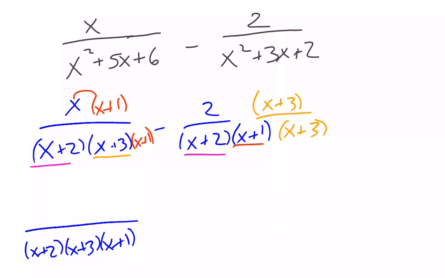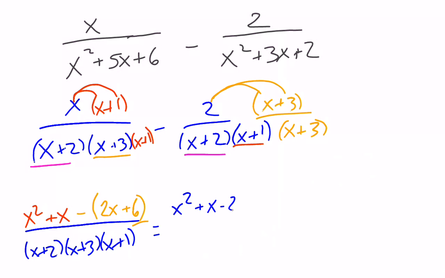And my numerator simplifies to x times x is x squared. X times 1 is x. Then we need to be careful because I have a minus, so we're going to have to distribute that negative. 2 times x is 2x. 2 times 3 is 6. So that's going to change some of my signs. So that would be x squared plus x minus 2x minus 6. Once again, I'm just going to skip writing my denominator for this step.